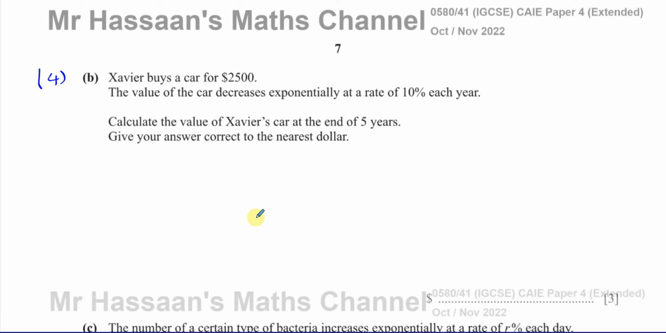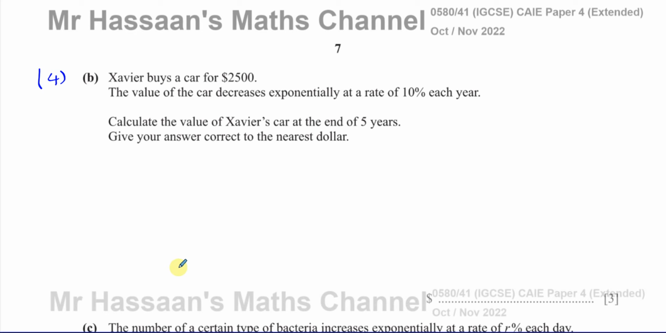I'm now answering question 4 part B from the October-November 2022 paper 4 variant 1 from the IGCSE Cambridge exam. 4 part A was about simple and compound interest. Now we got questions about exponential increase and decrease. B is a decrease and A is increase, so I just decided to do them on separate videos. A very similar kind of concept.